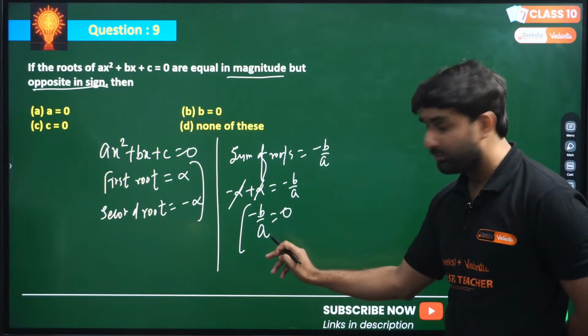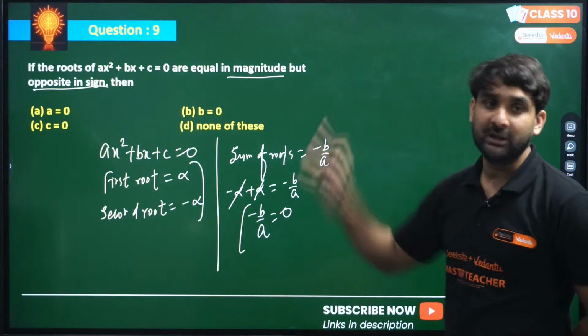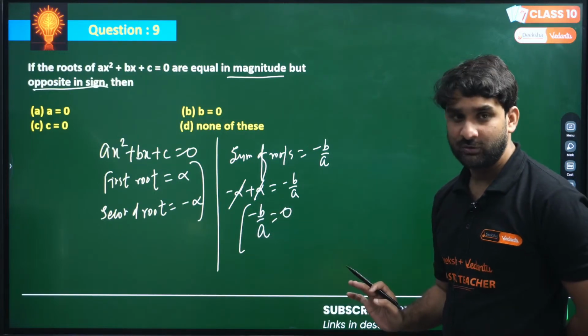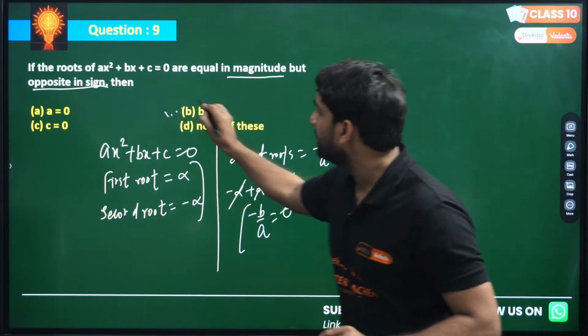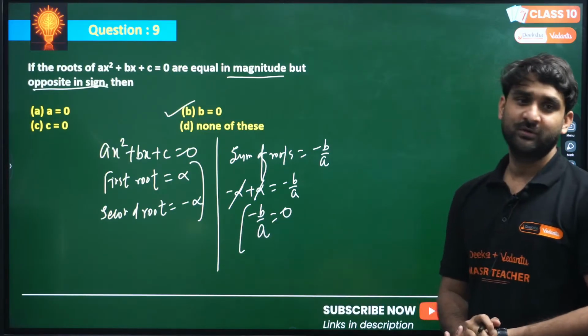And if this whole fraction minus b by a equals 0, in what condition will this fraction be 0? A cannot be 0. If a is 0, this result would be infinity. So if we are making this whole fraction equal to 0, which value should be 0? B should be 0. So answer number B. If b is 0, then this whole fraction will be 0. So B is the correct answer.